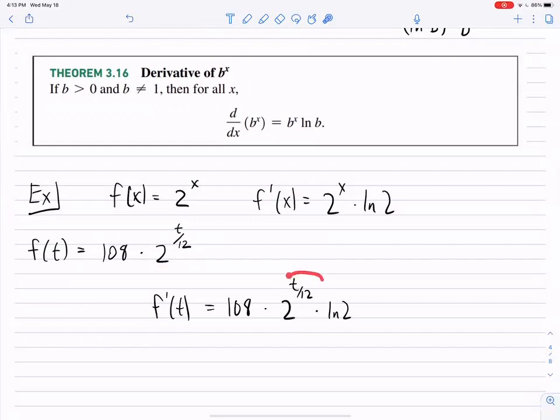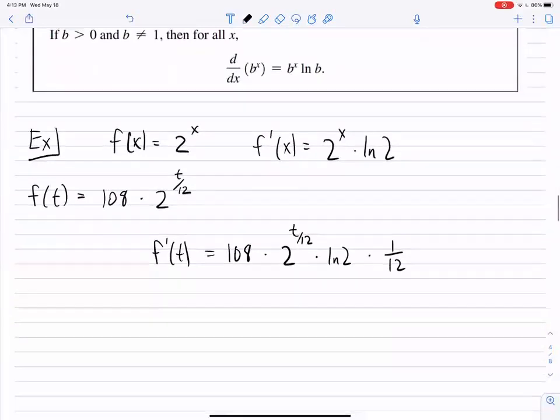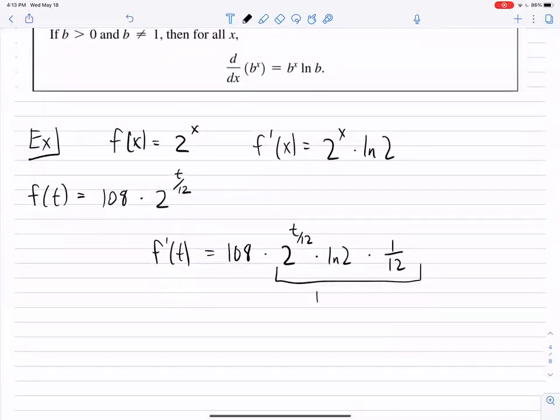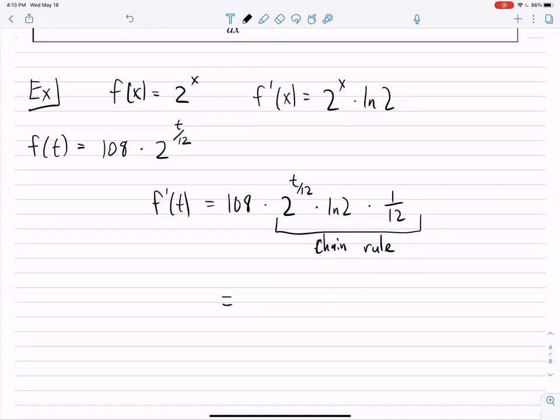But then we need to multiply by the derivative of the inside function. And so times 1 over 12. And so that would be this right here. This is because of the chain rule. This is just the derivative of 2 to the x. But then I need to multiply by the derivative of what's upstairs, which is that. And so if you calculate that, what would that become? That becomes 9 ln 2 times 2 to the t over 12. And so that's what the derivative of that function is.